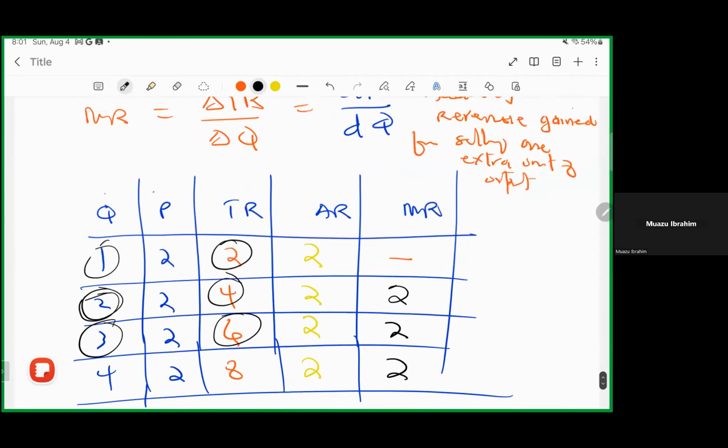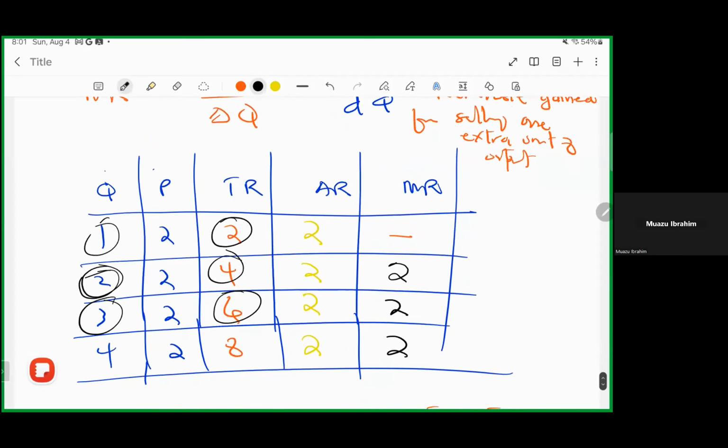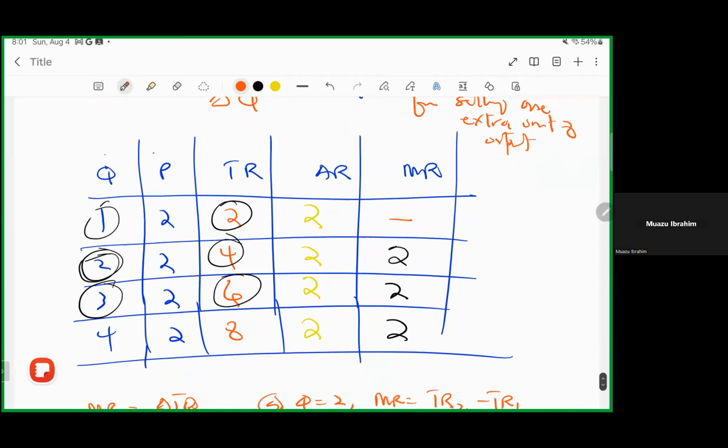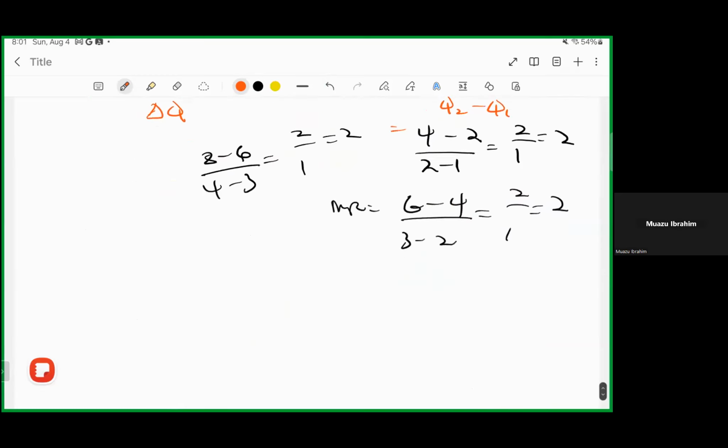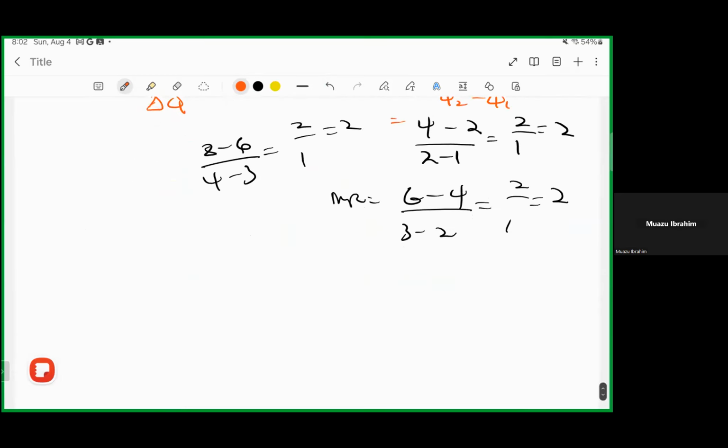So what can you see here? You will realize that in a perfect competitive market, the marginal revenue is constant. Excellent. The price is the same thing as average revenue, which is also the same thing as marginal revenue. Average and price are the same. So they are related.